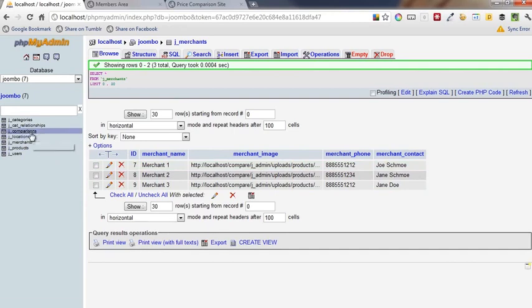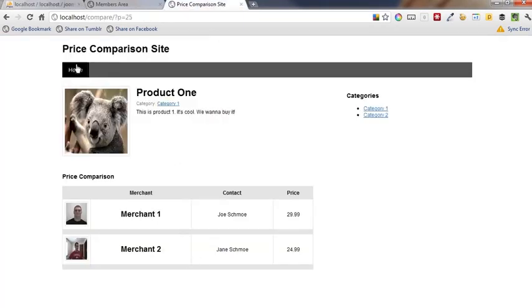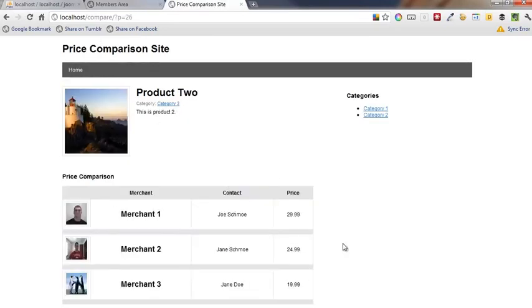And then in the comparisons table, what we have is, of course, the ID of this particular record, but then we have the product ID, which is the ID of the particular product, and the merchant ID that we're talking about, and then we have the price. So basically what we're creating is a cross-reference. So for product 26 and merchant ID 8, it's 24, and 26 and merchant ID 9, it's 19.99. And that is, if we go to product 2, that's essentially how we create this, okay?